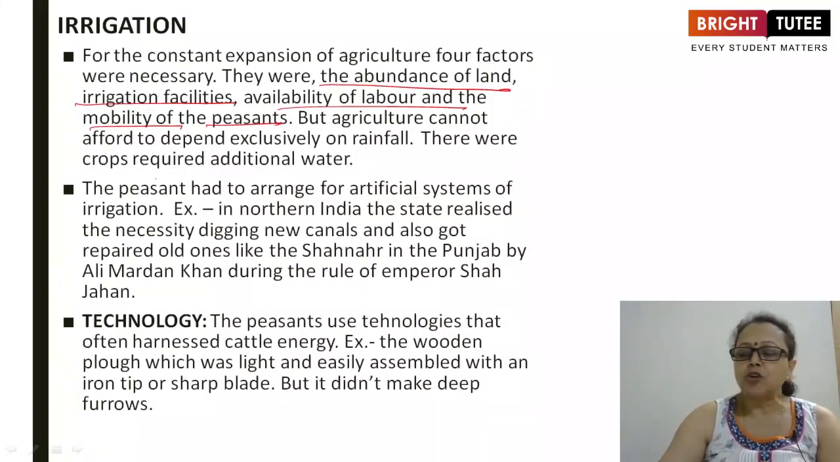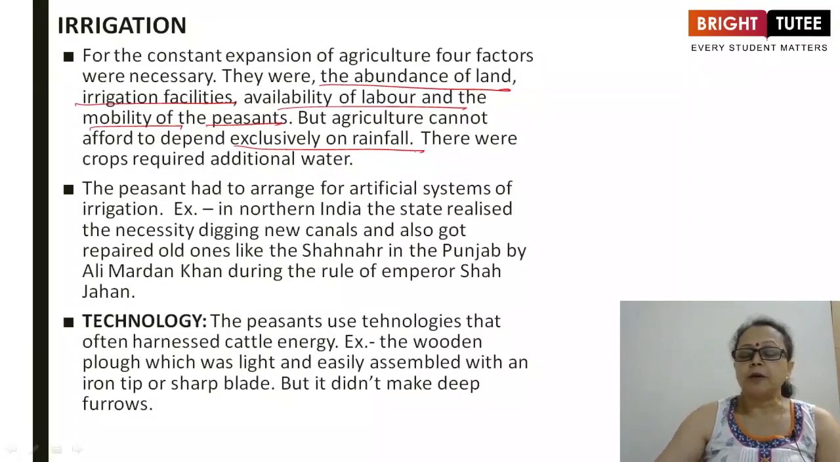But agriculture cannot afford to be dependent exclusively on rainfall or the monsoon rain. In our country, in most of the area, the peasants are dependent upon the monsoon. But for all the crops, for all the agricultural productivity, these peasants cannot depend exclusively upon the rainfall. So what are the other methods or facilities provided by the ruler to them?